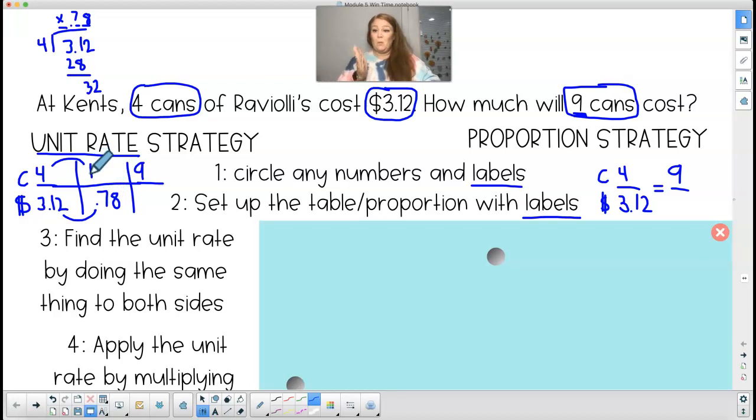How did I get from 1 to 9? And I know it's 9 in the cans all lined up. So how do I get from 1 to 9? Well, I times by 9. So now I have to do the same thing to get from 78 to the total amount for 9 cans of ravioli. So now I'm going to do 78 cents and I'm going to multiply it. So this time we multiplied by 9.